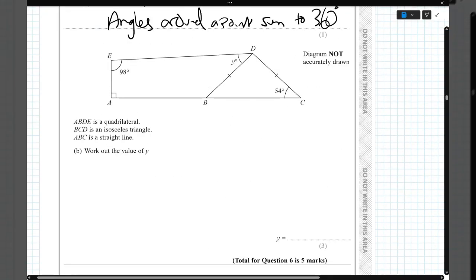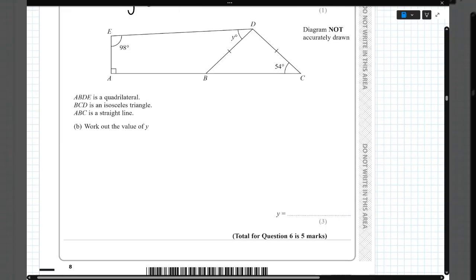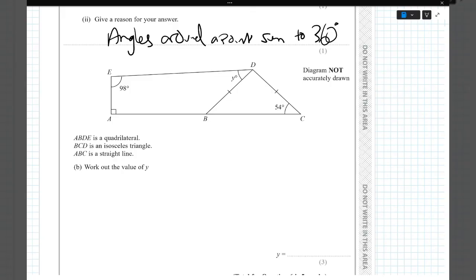Okay, we need to work out the value of y. 3 marks. It doesn't say we have to give reasons. We've got a quadrilateral and an isosceles triangle. Okay, I'm going to start off with this isosceles. So this is 54. So those 2 angles in here and here are equal because we have an isosceles triangle. We can now work out this angle in here. 180, take away 54. And I'm writing everything down for my examiner.